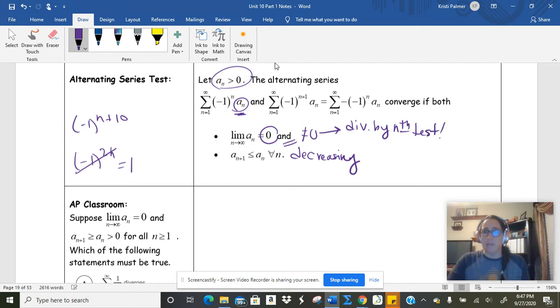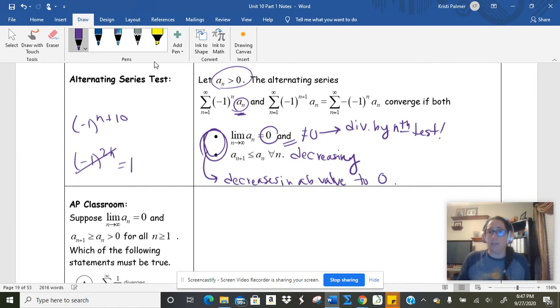Okay? And so for these two conditions, a lot of times we will say it decreases in absolute value to 0, because you're getting rid of that negative. That's what these both mean: you are decreasing and going and going until you get to 0.